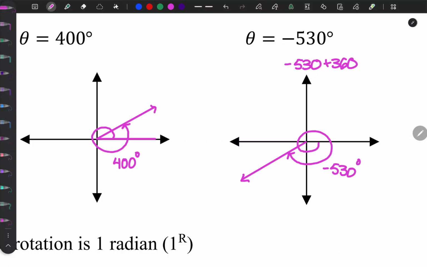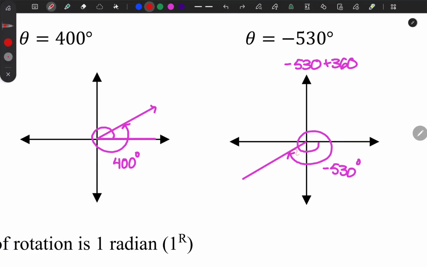Where possible, I like to put an arrow on the end of the terminal arm, but it's not a deal breaker if you don't have it there. The really important one is that you should have this arrow and this spiral to show the full angle.